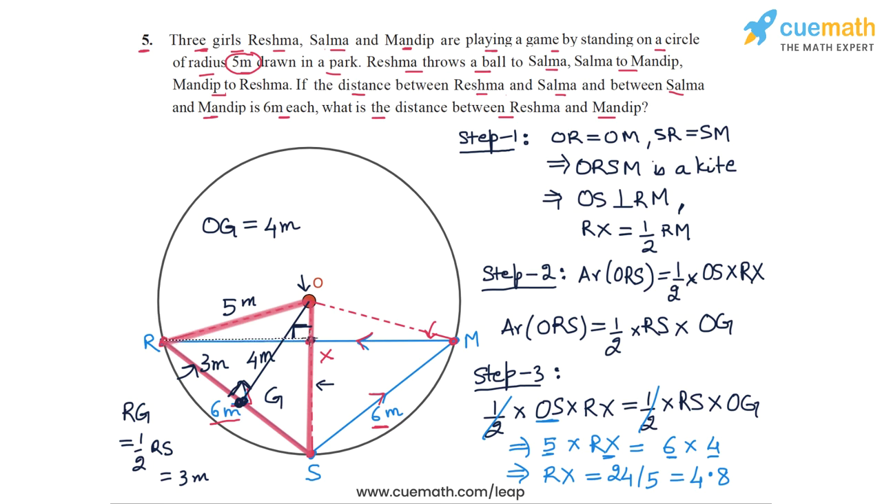Let me highlight this chord. Rx is 4.8 meters, and if we just double this, we will get Rm, because we saw that Rx is half of Rm. So we finally get our answer. Rm is 2 into Rx, or 2 into 4.8. So Rm is equal to 9.6 meters. The answer to this question is that the distance between Reshma and Mandeep is 9.6 meters, and that completes question 5.